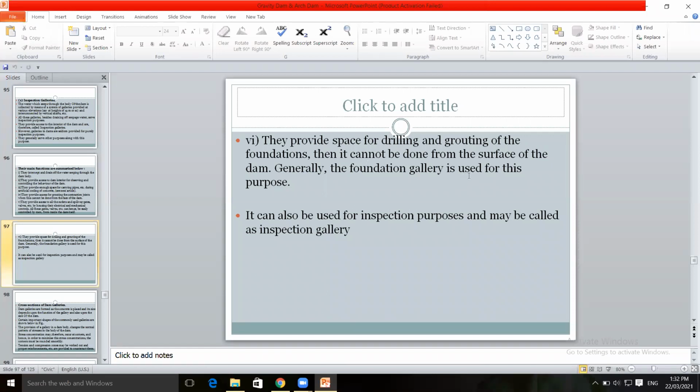So foundation gallery is for this purpose. They provide space for drilling and grouting of the foundations. For drilling and grouting purpose, these galleries are provided. So inspection gallery is provided for inspection purposes. These are the various functions of foundation galleries and inspection galleries.